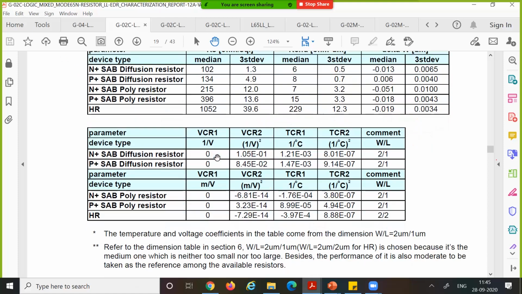All right. Now VCR1, VCR2, temperature coefficients, all these things you can see. For the diffusion resistor, you can see the first order temperature coefficient is 0, while the 1 by volt squared term is higher.